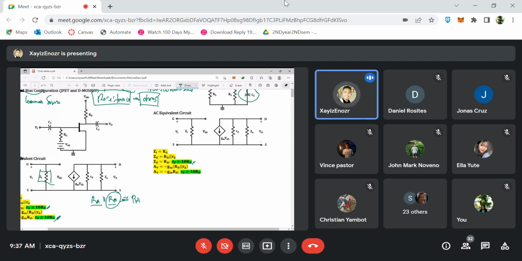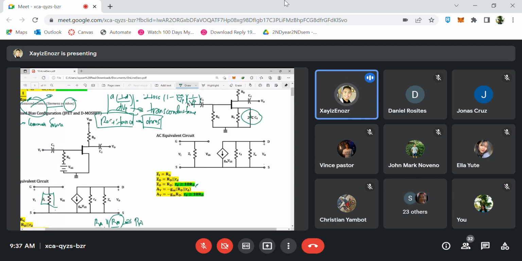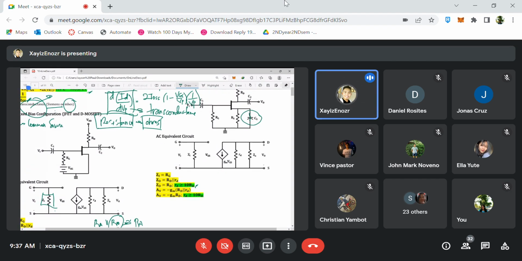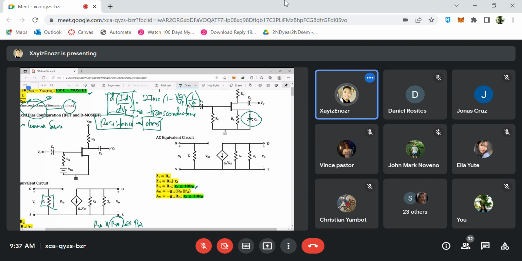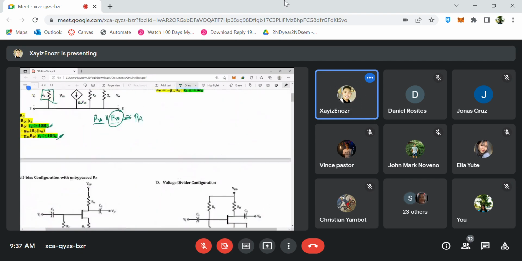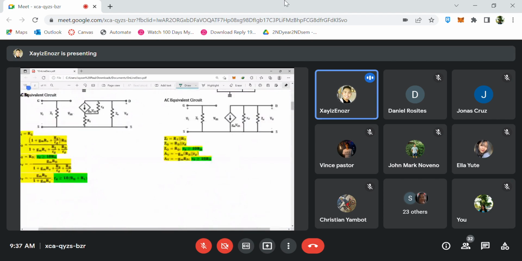So, bakit sir pinaghiwalay niyo pa? Pareho lang ng formula. Okay, pareho silang common source, kaya pareho sila ng formula. Pinapakita ko lang na si common source, pwede siyang maging fixed bias configuration, then pwede rin siya for self-bias. Okay? So, let's see yung example niyan.